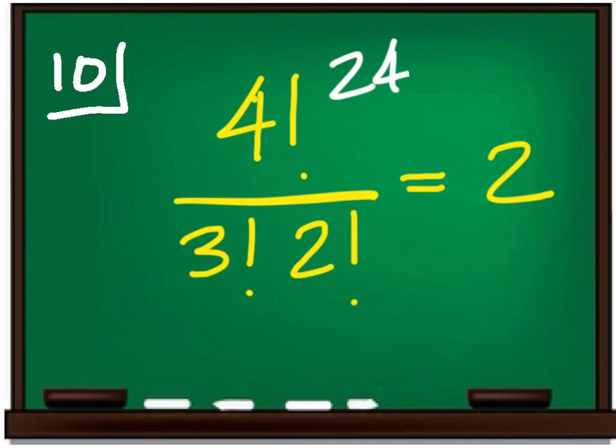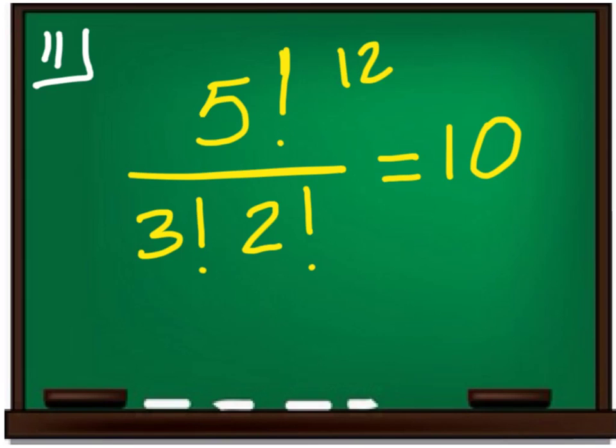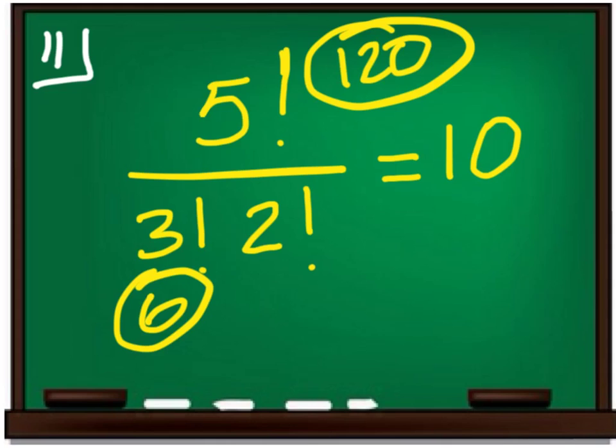This is 24. This is 6. That's 2. So 6 times 2 is 12. Into 24 twice. This one is 120. This is 6, and that is 2. 12 into 120 is 10.